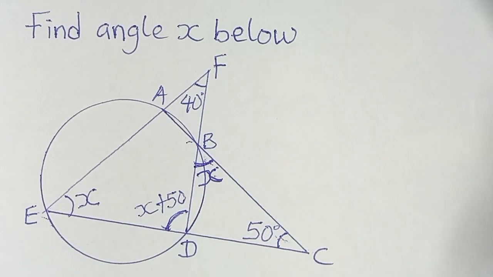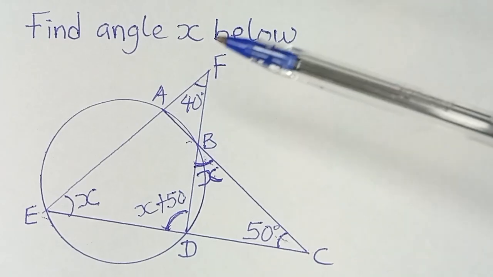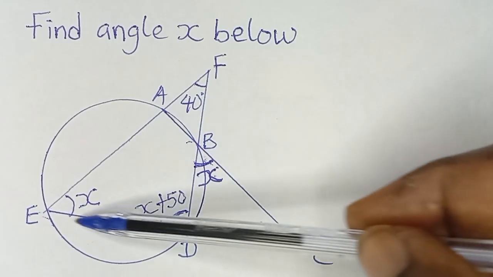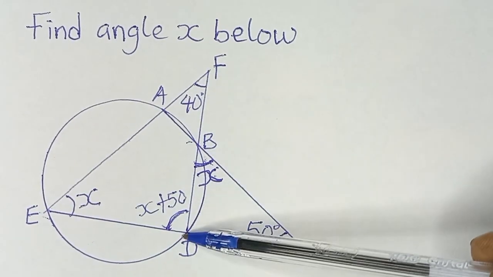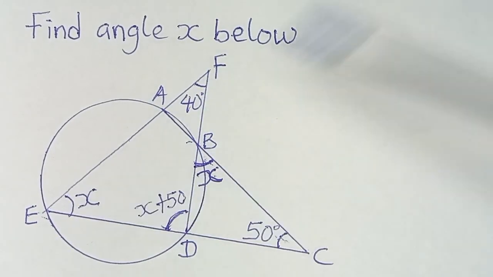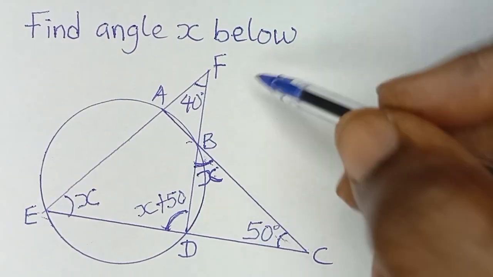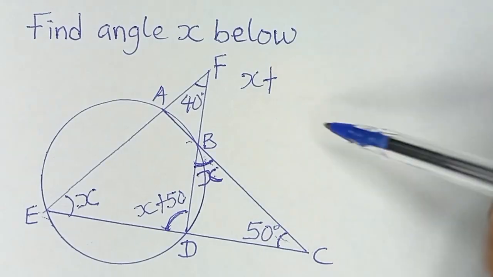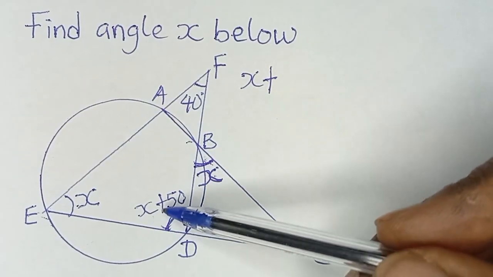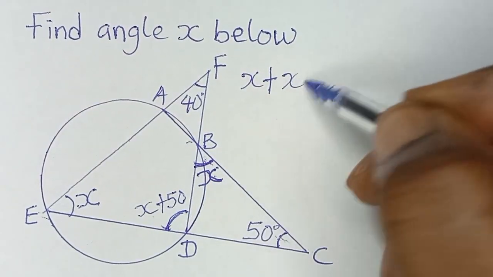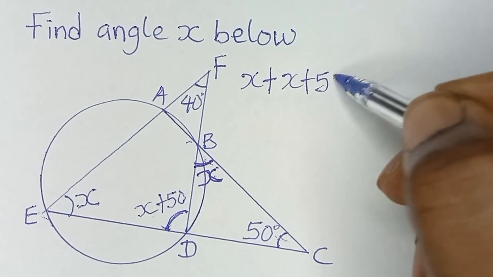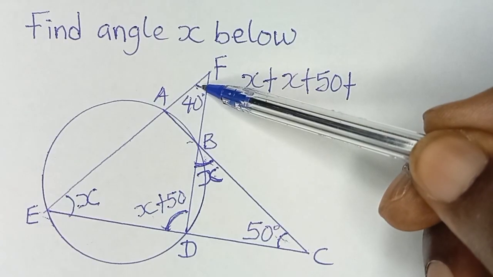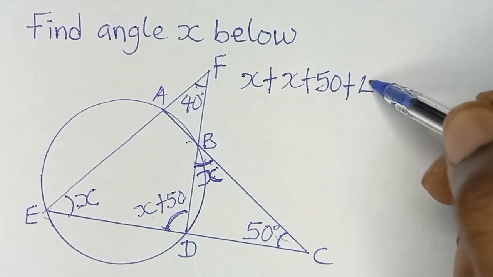So from there, we can now move on to triangle EFD. Can you see this last triangle, EFD? Now let's add the three angles of the triangle. I have this angle x, let me write it down, x plus this second angle x plus 50. And then I have the third angle, 40 degrees. This is the third angle for the triangle, 40 degrees.